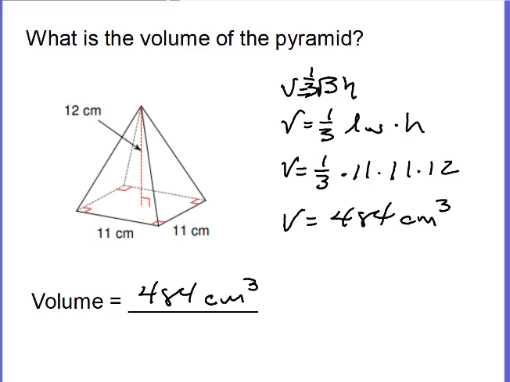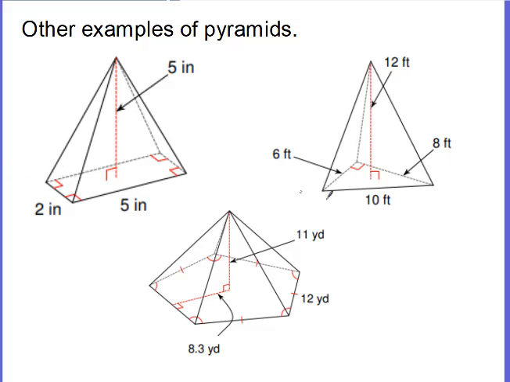Okay. Now, there's some other pyramids that we have to kind of be aware of. Okay, here's several other examples of some pyramids. This one is not a square pyramid. This one is a true rectangular pyramid. So when you're using that formula, you would use 2 times 5 for your length and your width. Now, this one over here is a triangular pyramid. So our area of the base is not going to be length times width. It would be the 1/2 base times height.